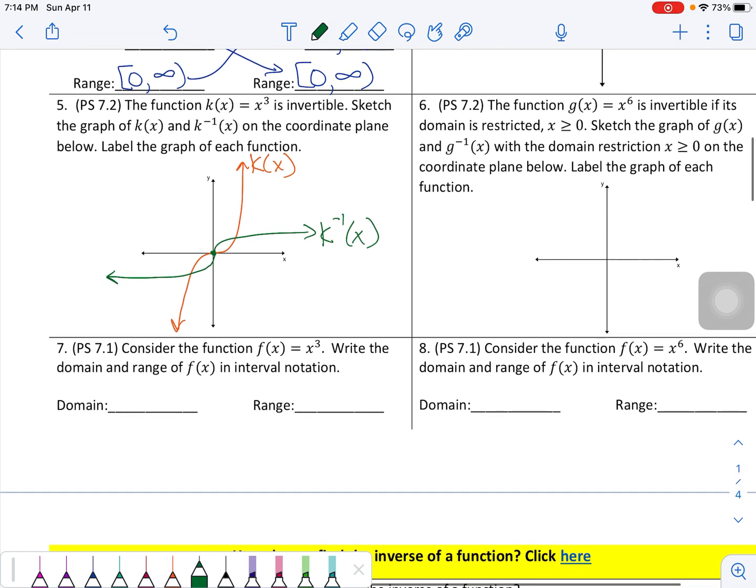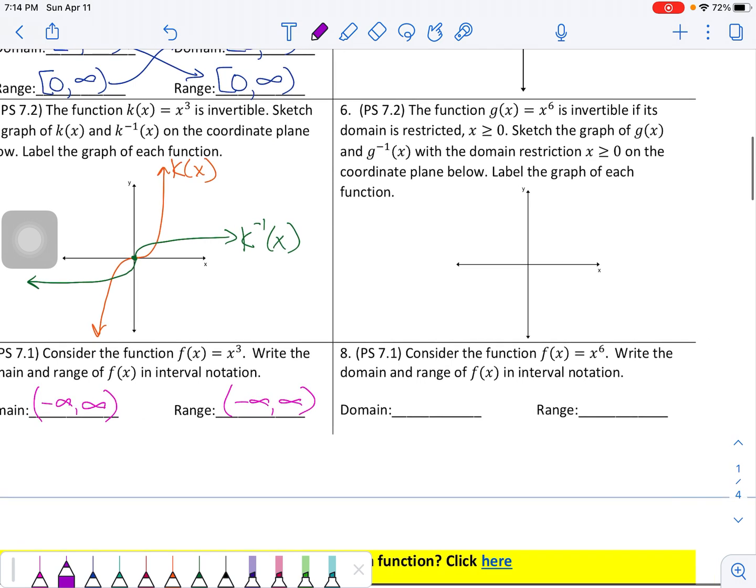I'm actually going to do problem number 7 next, because this function actually relates to this one. It says to write the domain and range of f of x. Wait a minute. Yep, that's kind of weird, but so f of x here is the x cubed function that we just drew here in orange. So the domain is going to be everything, all possible x values work. Range, all possible y values are there. So both domain and range for x cubed are negative infinity to infinity.